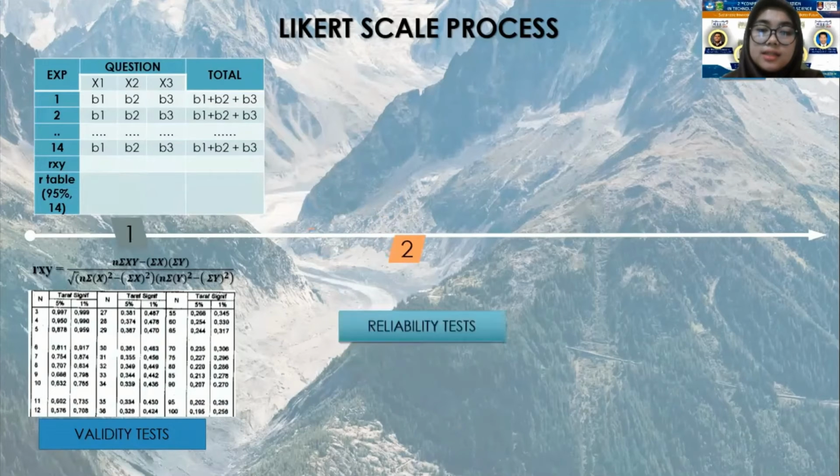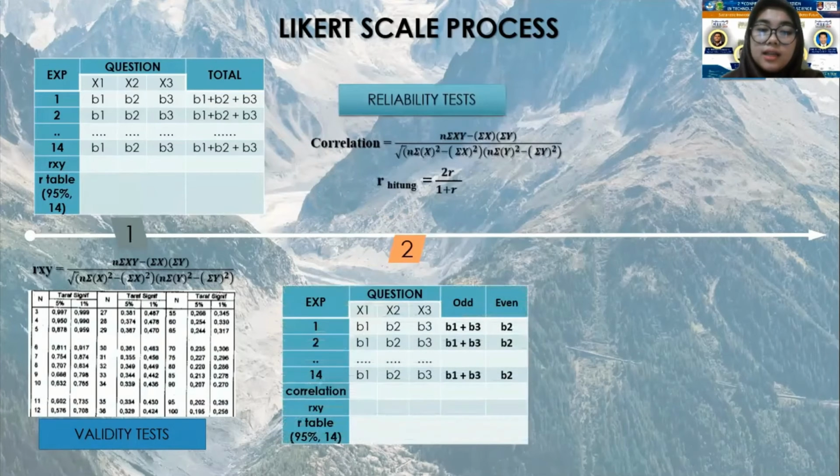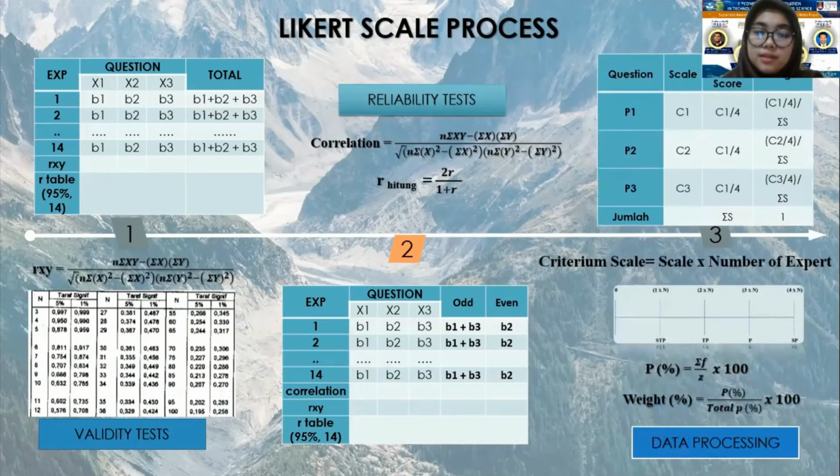And the second is reliability test. Reliability test is a test conducted to determine whether the test equipment or questions used are consistent or stable if repeated measurements are made. The third is data processing. After testing the validity and reliability, the next step is processing data on assessment using a Likert scale, like on the screen.